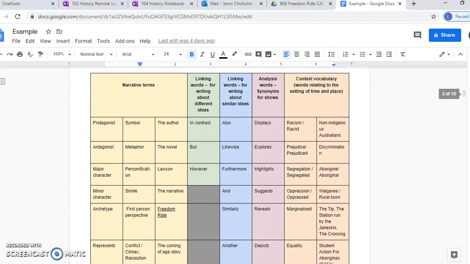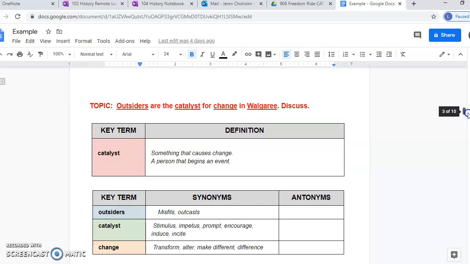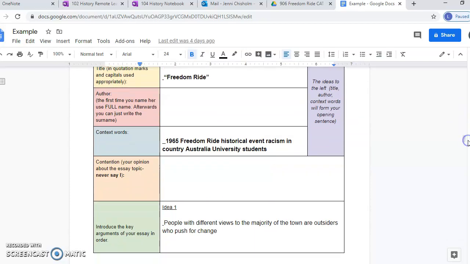Also, there's linking words too here to help you join your ideas together. So remember, this column here are words that help to join your ideas together. These words here are only to be used if you're contrasting between two different ideas. Okay, I think that's about all I need to explain. Make sure you've got about 3 periods to write your essay, so make sure you use those periods well and do the best job you can.